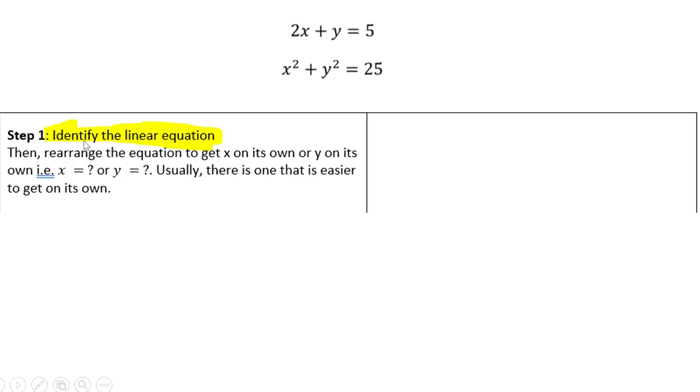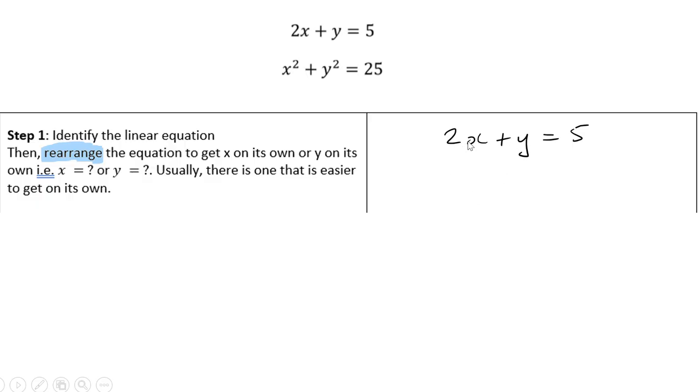So up here, identify the linear equation. As I was telling you in the first video, the highest power of x and y will be 1. So that is the linear equation, 2x plus y equals 5, and then what we're going to do is solve for x or y. Now the easiest here is y all day long because it's got a 1 in front of it. Path of least resistance.